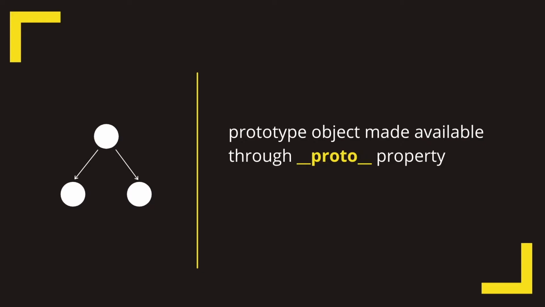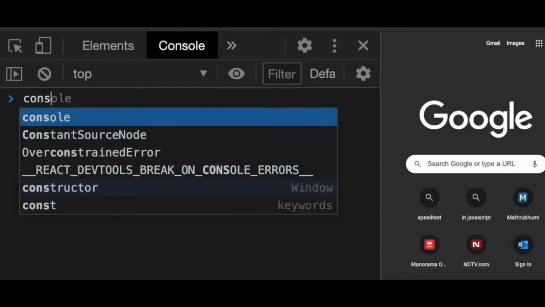Those attachments come through a link to an object named prototype. The link or reference to the prototype object is made available by inserting a property _proto into the object. Now let us see what this _proto property is referring to. In the case of an array, the property _proto is referring to the Array.prototype object.